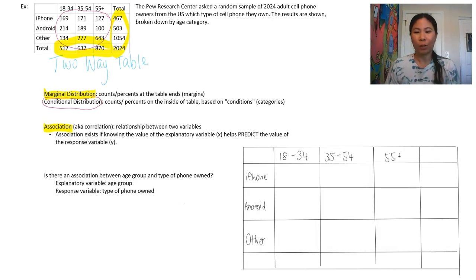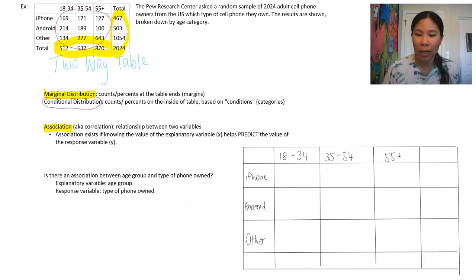The first thing I'm going to do is to recreate the two-way table, but this time instead of using counts, I'm going to look at percentages because I want to be able to easily compare even though in each category I have a different total amount. So because we're using the age groups as the explanatory variable, I want to make sure that I compare within each age group what is the percentage of people who have the different types of phones.